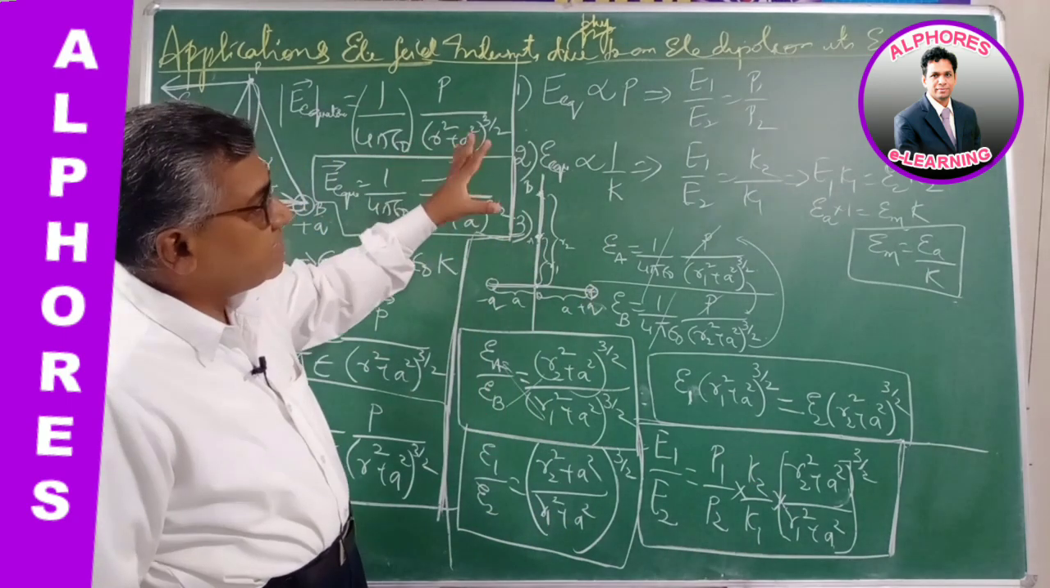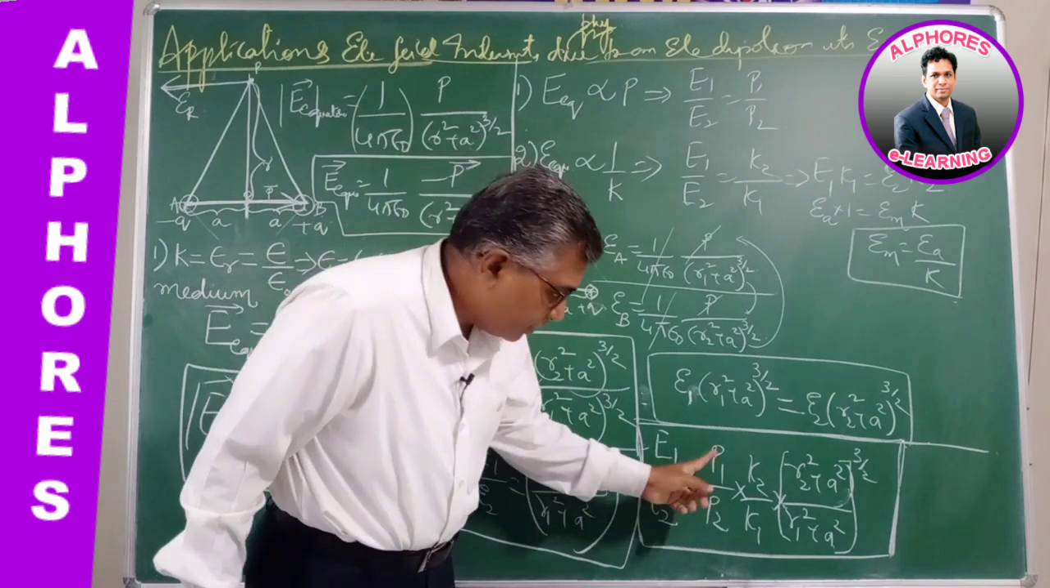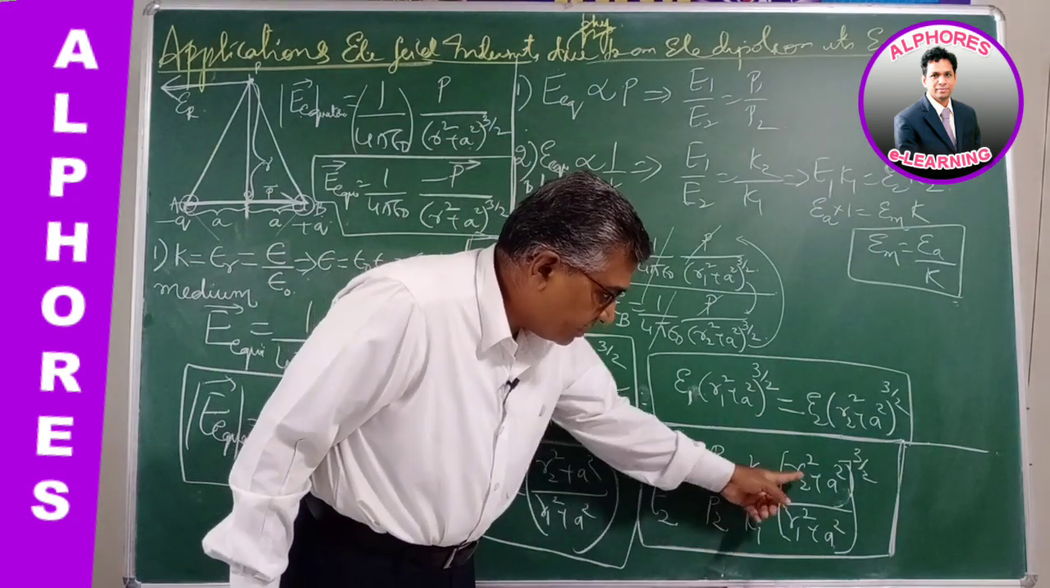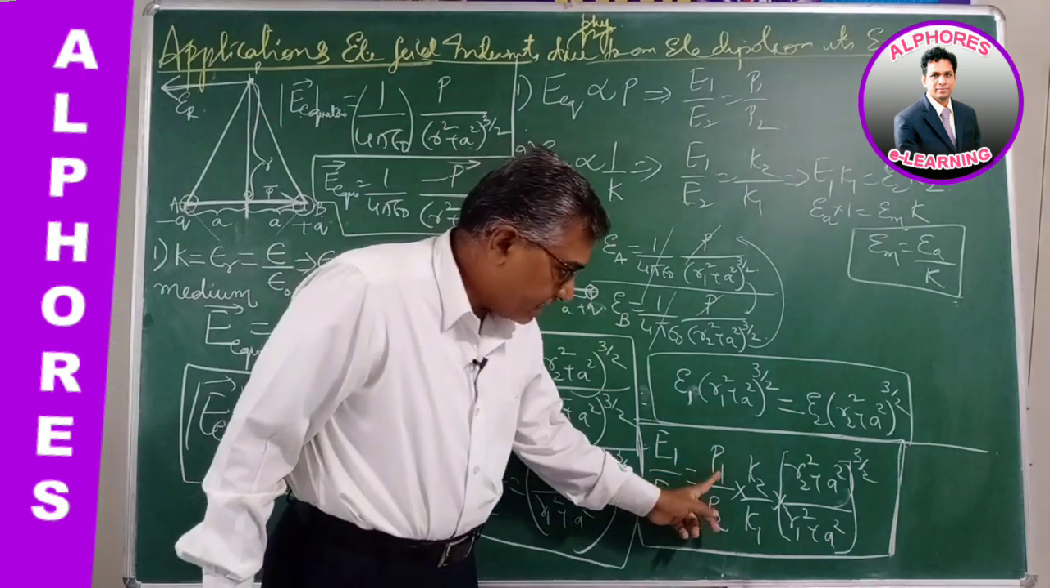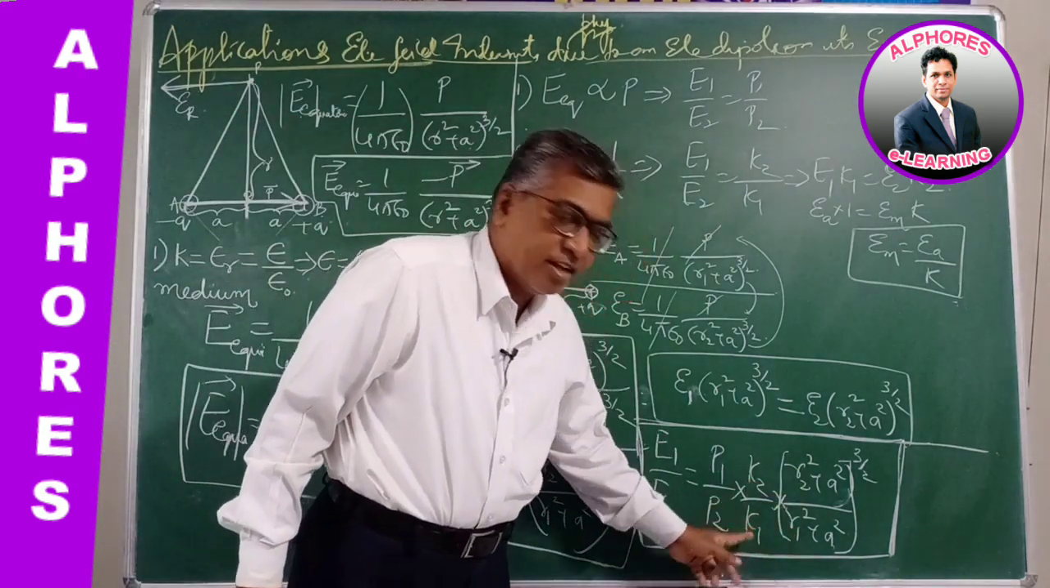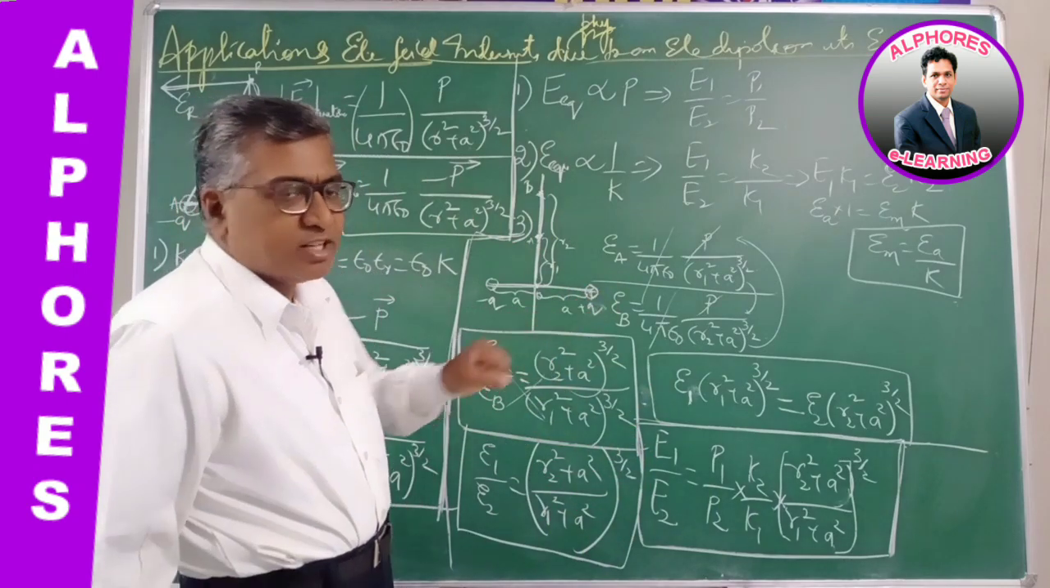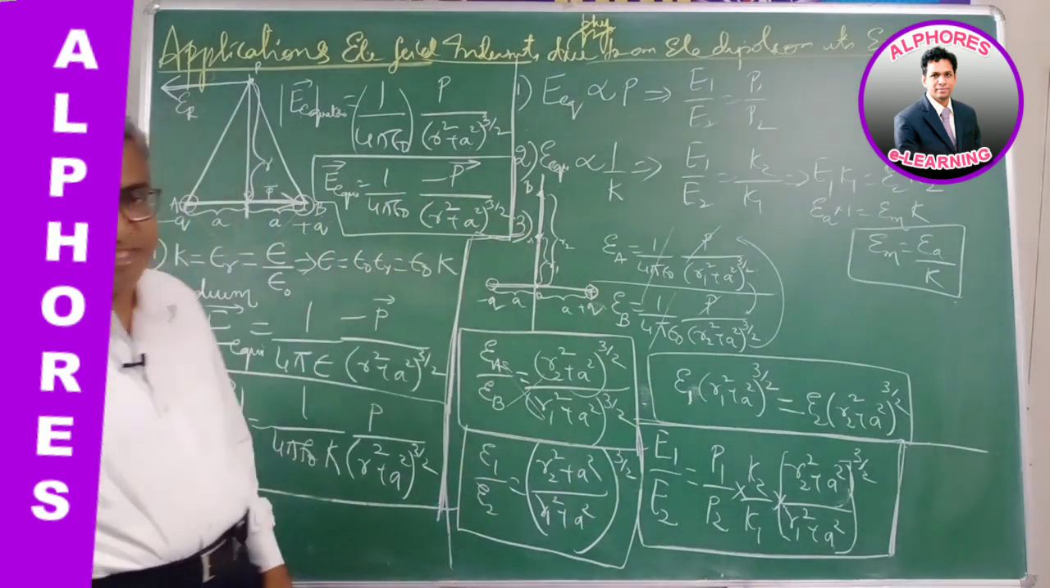Now, if the medium is the same, the dipole is also the same, distances are different. Dipole is the same, medium the same, cancel the distances. Now the distance is the same, but the mediums are different, cancel the dipole. So whichever way he is going to ask the question, based on that you substitute the values, right?